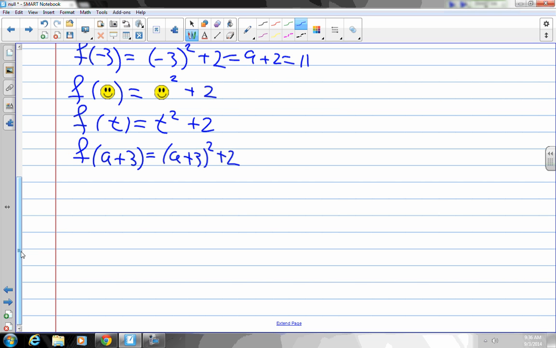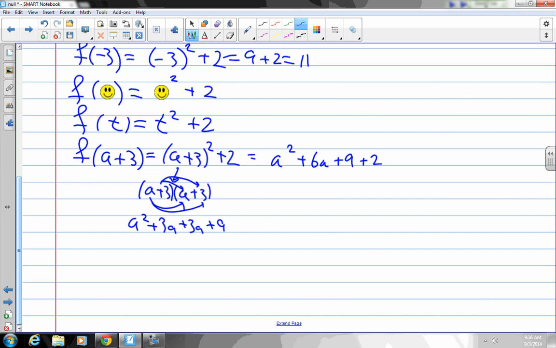The way you do those, you think of a plus 3 squared as a plus 3 times a plus 3, and then you FOIL that. So if you FOIL, what do you get? A squared, 3a, another 3a, and 9, right? And when you combine like terms, 3a plus 3a is 6a. So this becomes a squared plus 6a plus 9 plus 2. 9 plus 2 is 11. A squared plus 6a plus 11. Is that right?